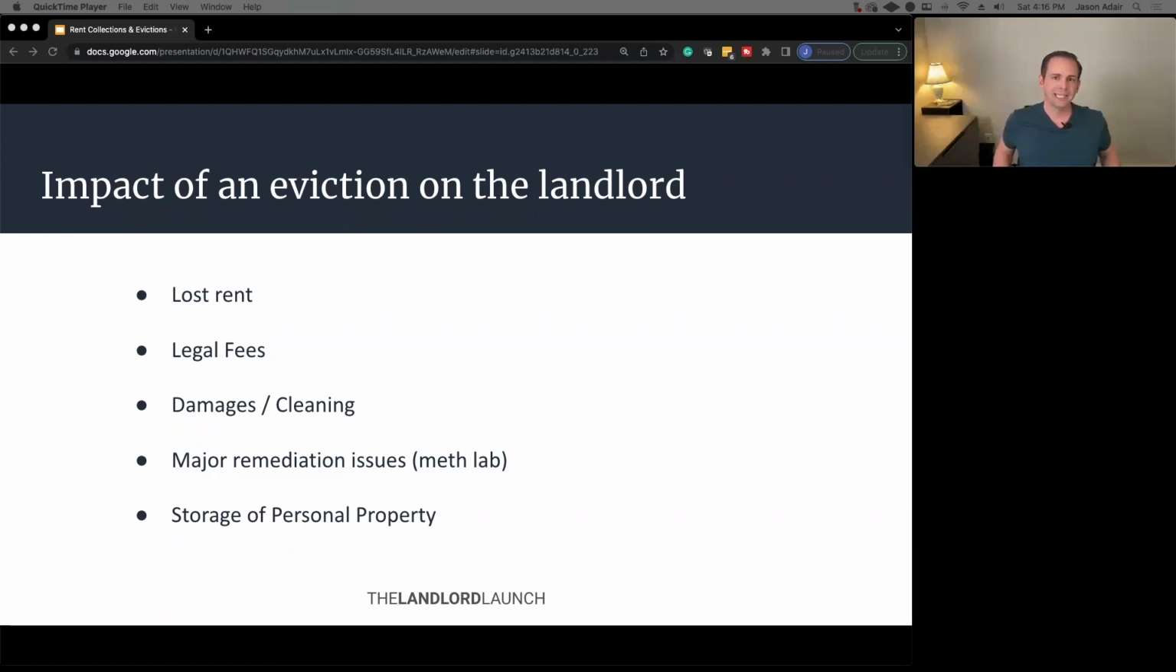Any damages or cleaning that you have to do in terms of them not taking care of your home. And usually with an eviction, there's always damages and cleaning. I've never had an eviction where they've left the place rent ready and pristine. I can guarantee that. If it ends up becoming more major issues, like if you're evicting them for drug issues, perhaps a meth lab is a great example where that is an extremely expensive remediation process. Those things happen, so you could run into something like that. And then you have to worry about things like storage of personal property.